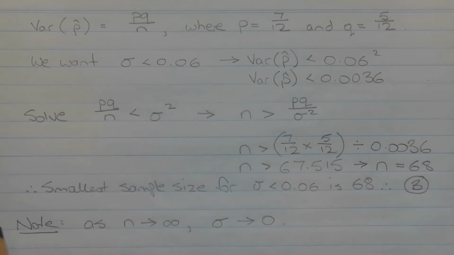Now, just as a side note, as the sample size n increases or gets larger, the standard deviation, and by extension the variance of the sample proportion p hat, gets smaller. In fact, it approaches 0.